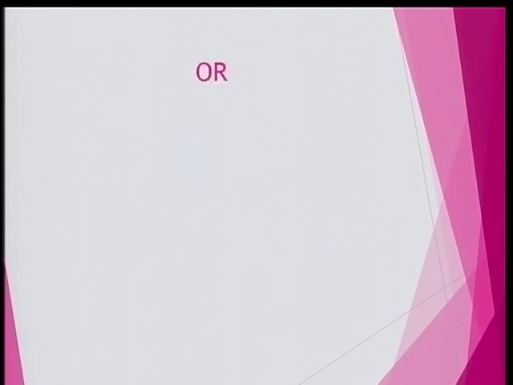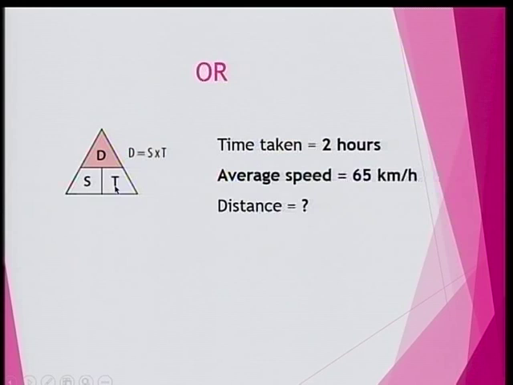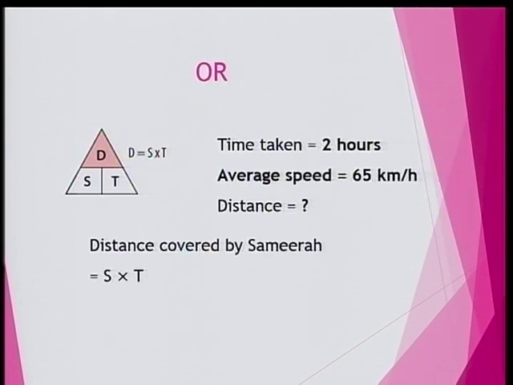Alternatively, we could have used the triangle. That is, here I need to find distance. And distance will be S times T, speed times time. So time taken was 2 hours. Average speed was given as 65 kilometers per hour. And I need to find the distance, which is S times T. That is 65 times 2, which is 130 kilometers.